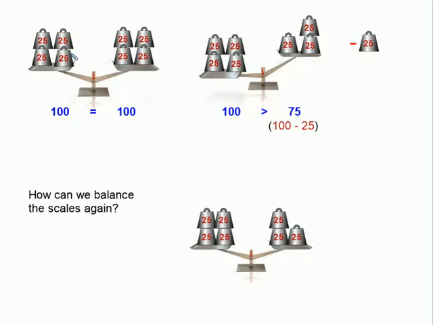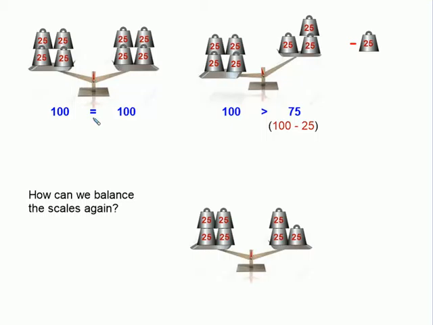On this side of the scale we have 25-pound weights, and there are 4 of them, so that gives us 100 pounds. On this side we have another 4 25-pound weights, which also gives us 100 pounds. So the scale is even because the two are equal.